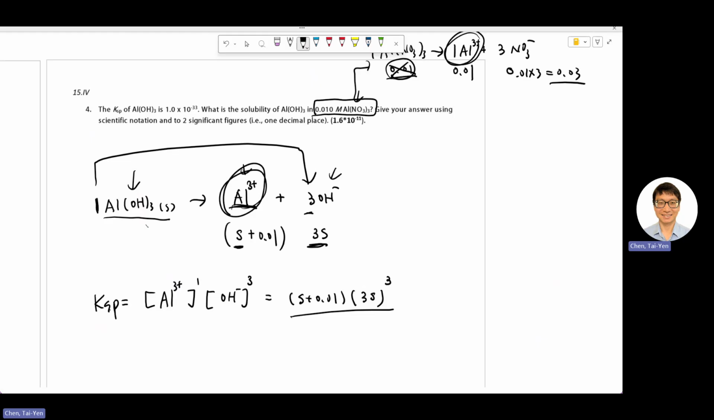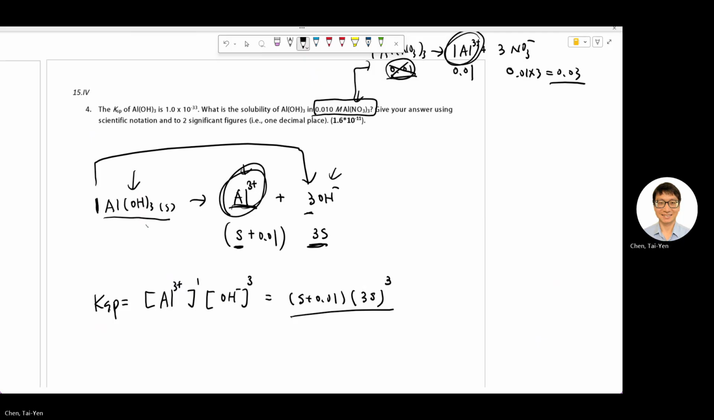Okay, but why do we call this common ions? It's because the soluble salt you add in, in this case Al(NO3)3, the common ion you have between the soluble salt and insoluble salt, in this case, is your aluminum 3 plus. Okay, so they need to actually be considered together. That's why I need to write S plus 0.01. And then for the OH minus, your insoluble salt is actually the only substance that can produce OH minus. Therefore I still keep 3S only.